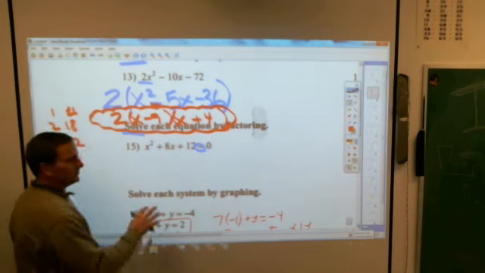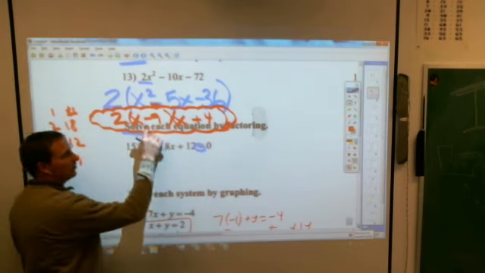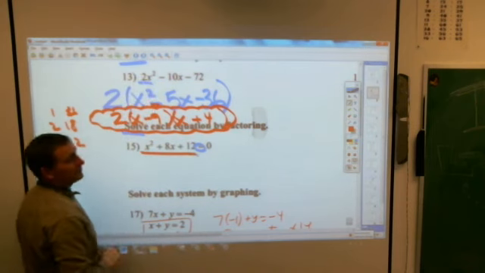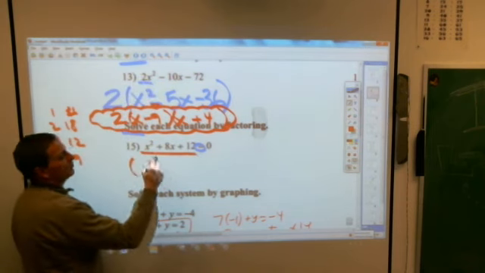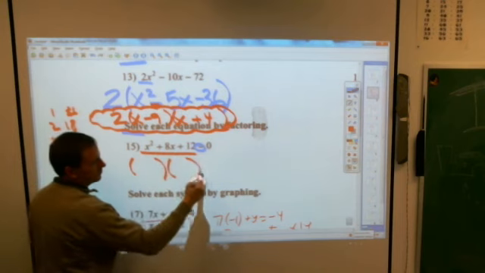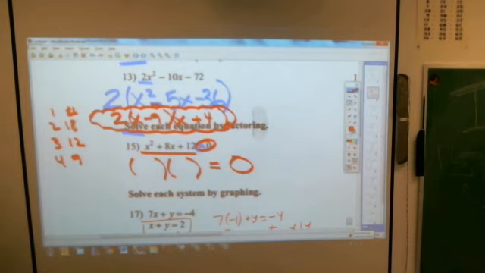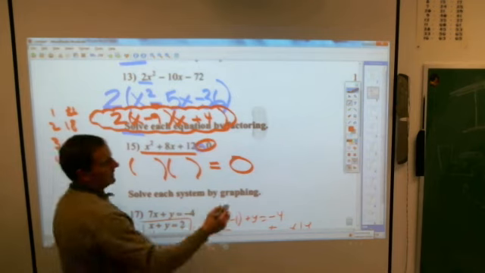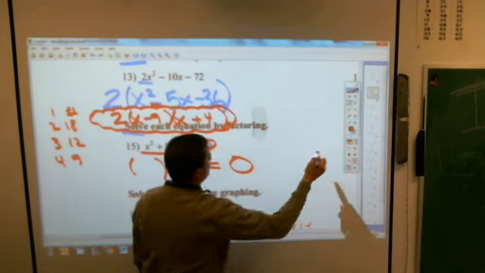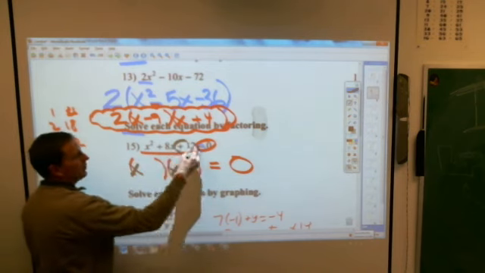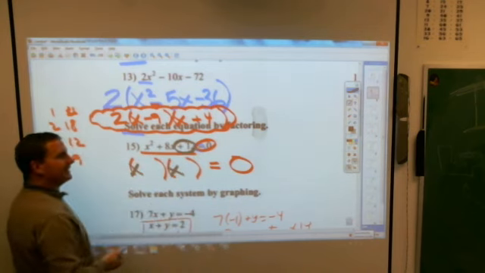Here's the deal with number 15. Solve, but in order to solve, you have to do the same thing you did up there. So again, you look to see, is there a common factor? There's not. So you're going to break this into 2 parentheses, but those parentheses are still going to equal 0. Same exact thing. What times what gives you x squared? Well, that's easy. And what times what multiplied together gives you positive 12 and added together gives you 8?